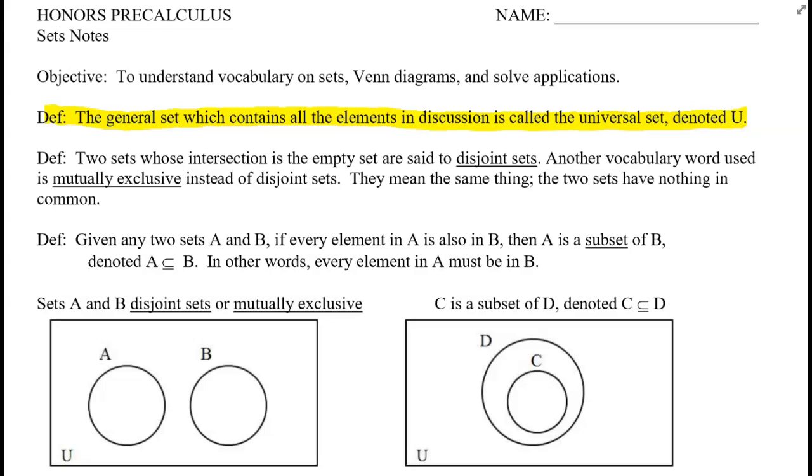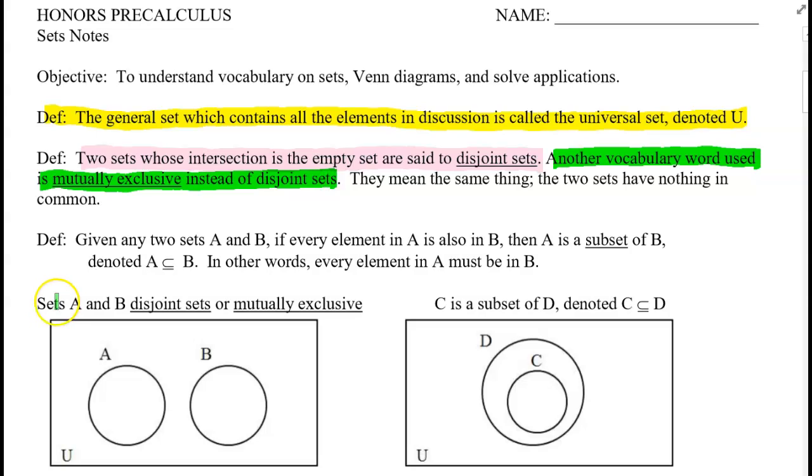The second definition, two sets whose intersection is empty are called disjoint. Other people use a different vocabulary word. They say mutually exclusive instead of disjoint. They are exactly the same. And if you look at what I'm highlighting here in blue, disjoint or mutually exclusive sets, set A, which I'm highlighting in green, and set B, which I'm highlighting in yellow, have nothing in common.